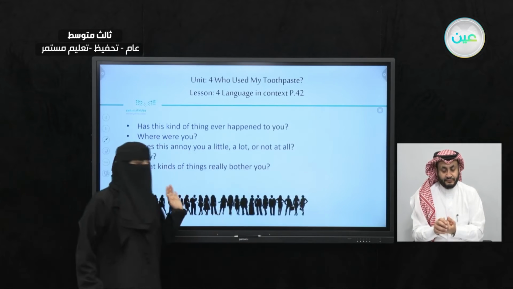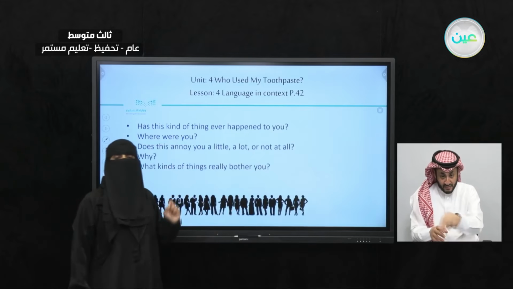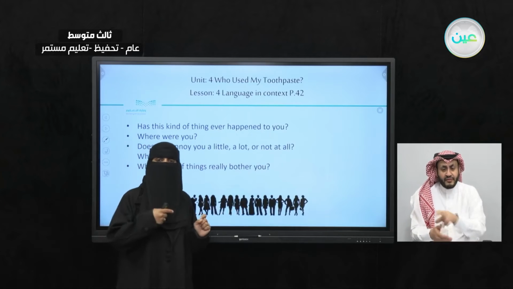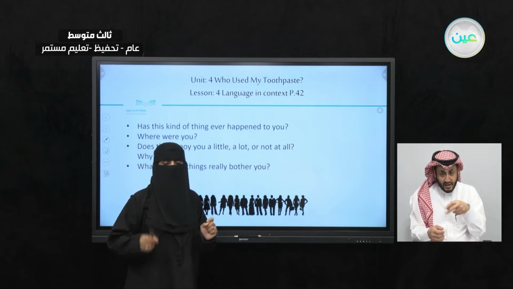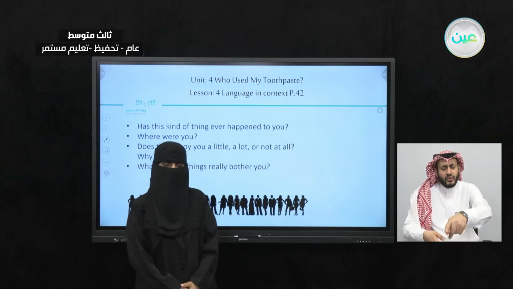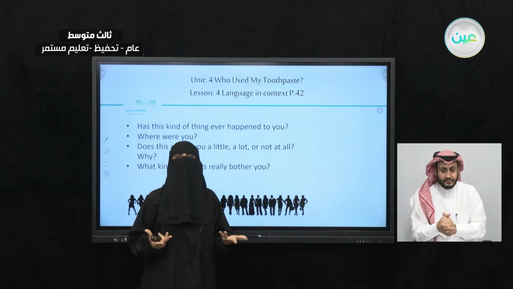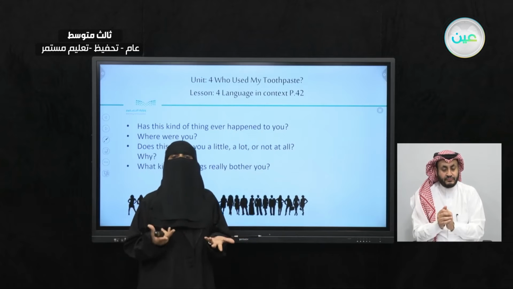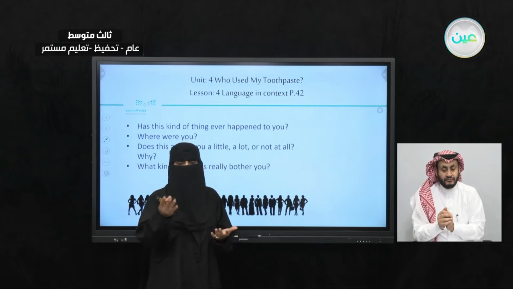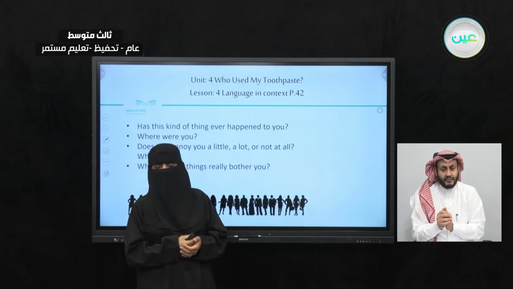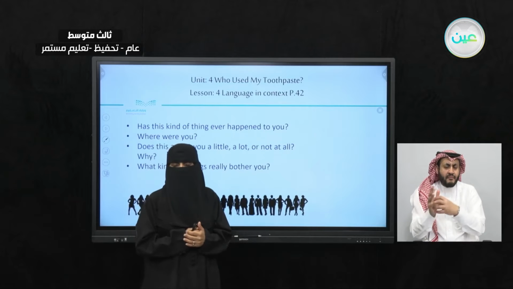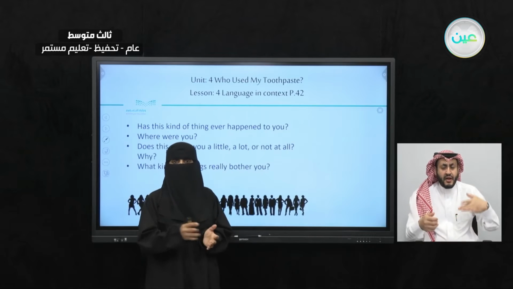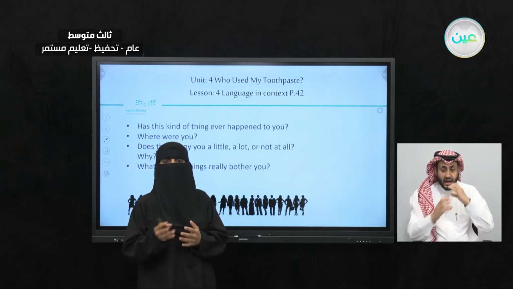Have you ever stood in a long queue like this one? Did this happen to you before? You stood for a long time? It did happen? Where were you? If it did happen to you before, where were you? Some said hospital. Some said in the airport. Okay, the bus stop. Okay, so it depends.